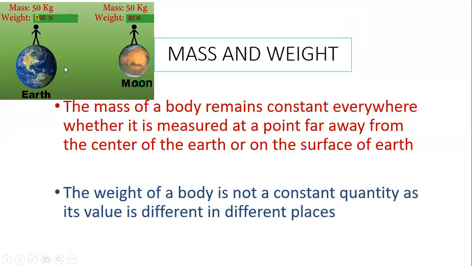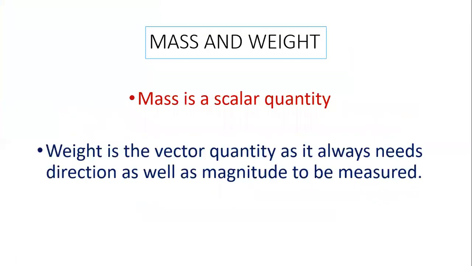In the picture over here, Earth and Moon, a person standing. Mass, if you can see, is the same whether he is on Earth or on Moon. However, weight is changing because of the gravity. It's 500 Newton on Earth and it's 80 Newton on Moon. There's a formula to calculate the weight, that is W equals mg. We will definitely be discussing it, and then you will know how we calculated 500 newtons and 80 newtons. It's all because of g.